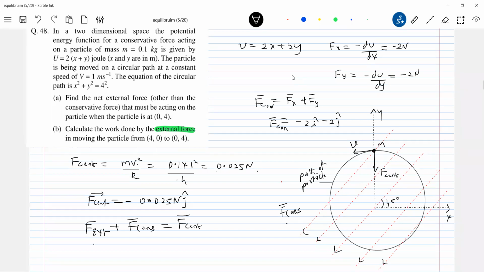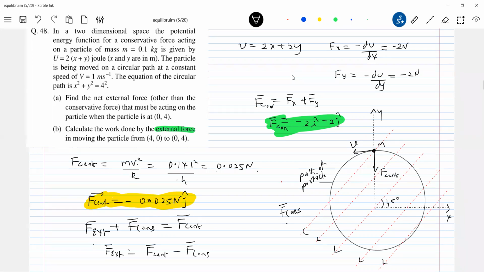So I'll bring the external force using this method. We already know the conservative force. They also asked about work done. Okay, wait, I'll explain. The first part is what I completed. This is about the work done by the extra agent. Substitute this, you solve, and you'll get the expression for work done by the external agent: calculate the work done by the external force in moving the particle from 4,0 to 0,4.